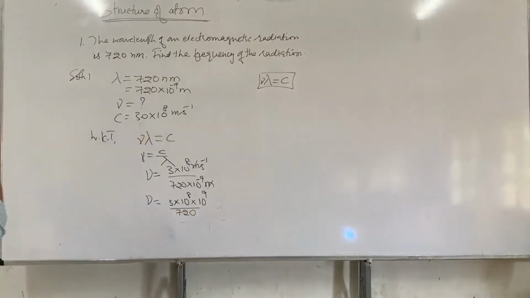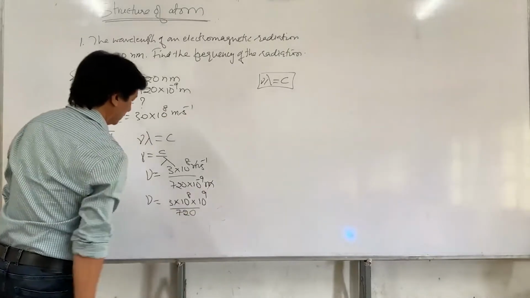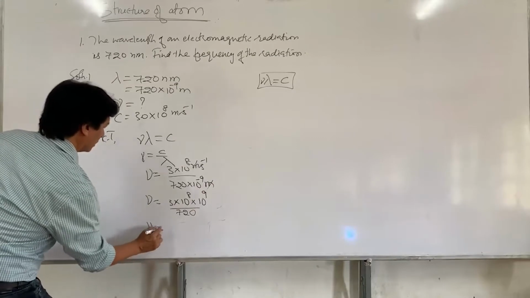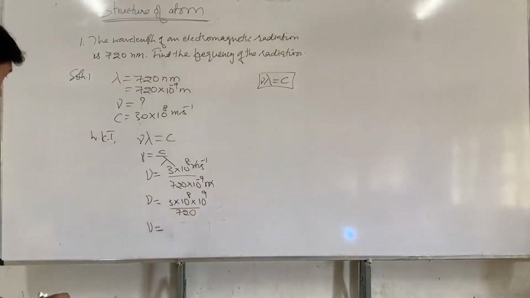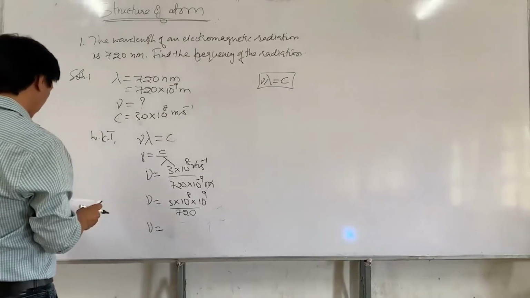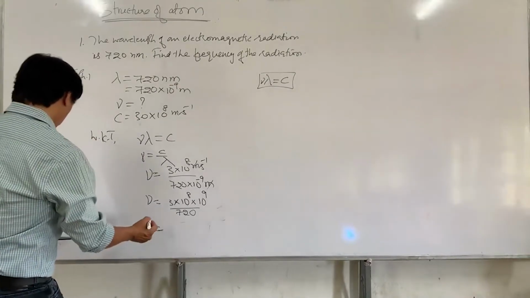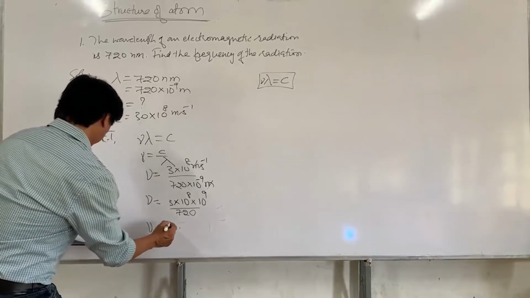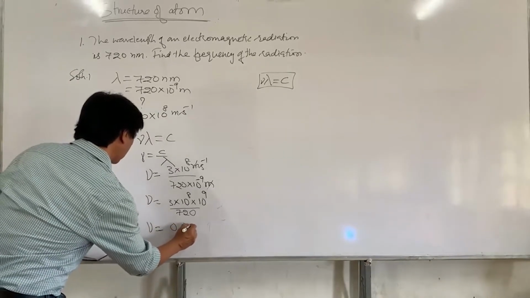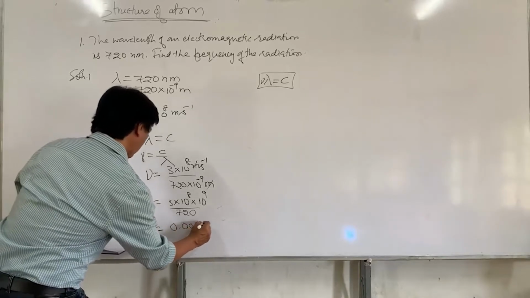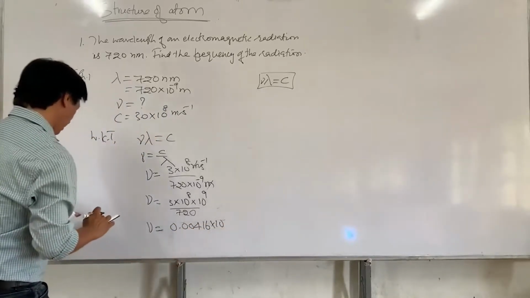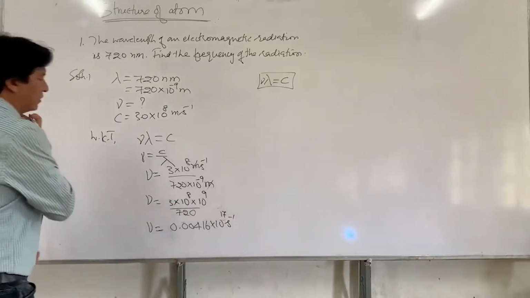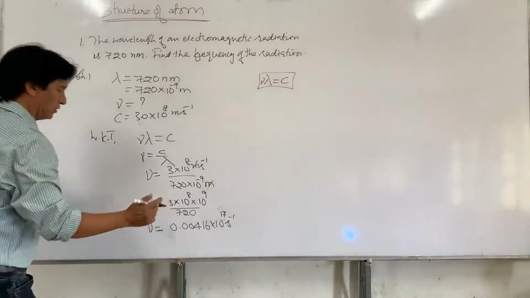720. If you want, you can make it 72 also. You can take one 10 on top. So that's it. So finally, when you simplify this expression, I'll just write the answer straight away. It is 0.00416 into 10 raised to the power positive 17 per sec. We've got something like this. So if you do this division, you will get this answer.